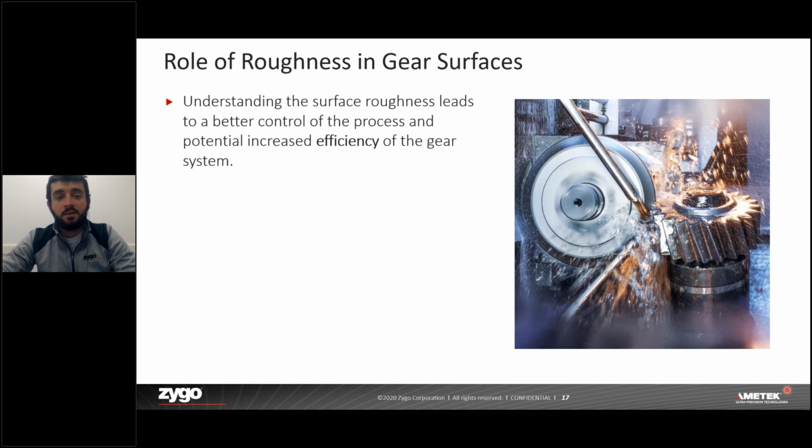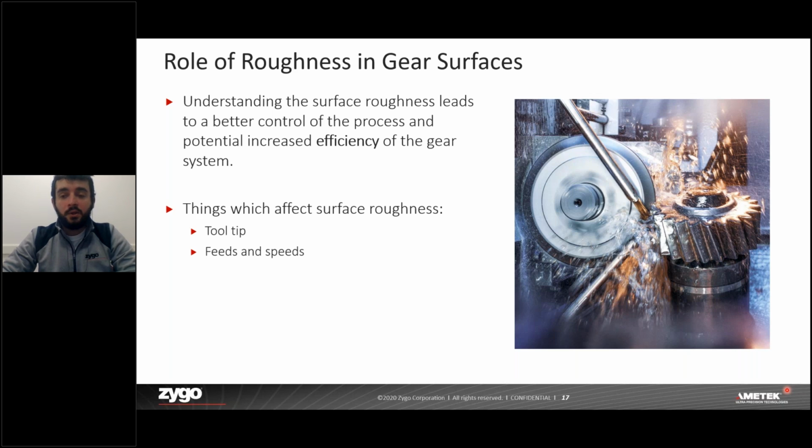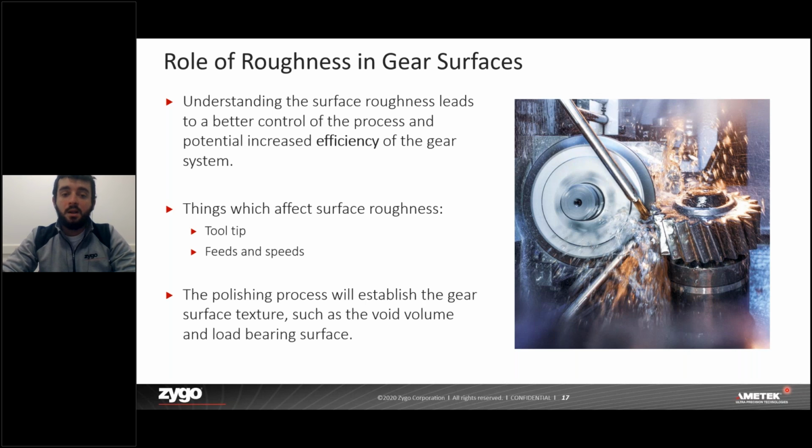So understanding the surface roughness leads to a better control of the process and potentially will increase the efficiency of the gear system. There are certain manufacturing processes that are going to affect the surface roughness, two being the tool tip and the feeds and speeds. The polishing process will establish the gear surface texture. And again, as mentioned on the slide before, we want to keep those void volumes while getting rid of the peak asperities to create that load-bearing surface.